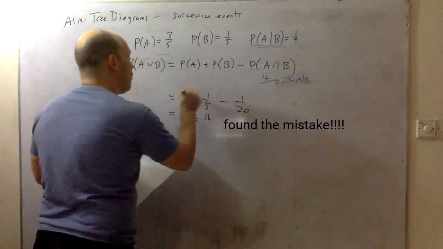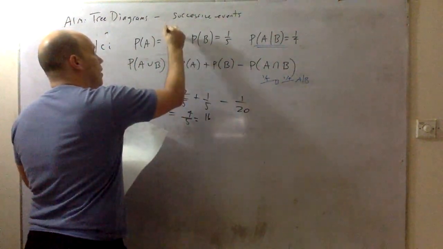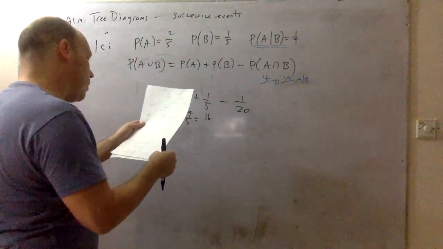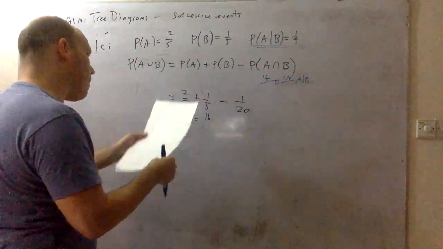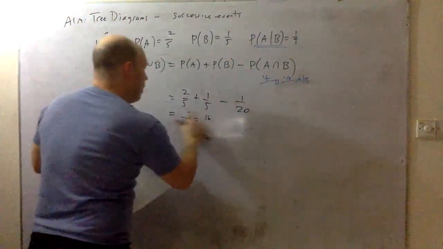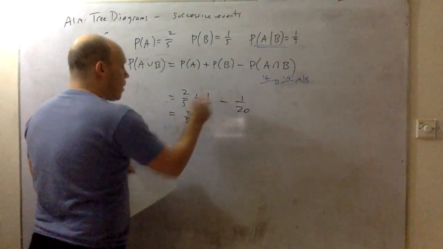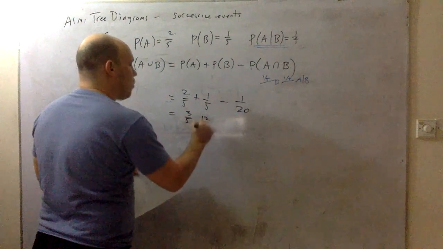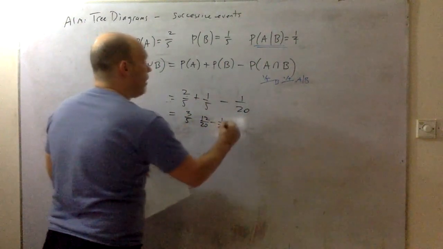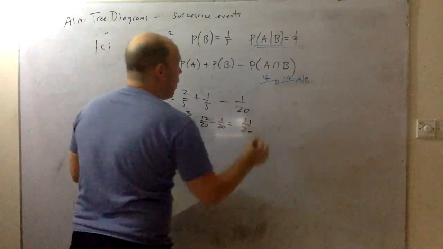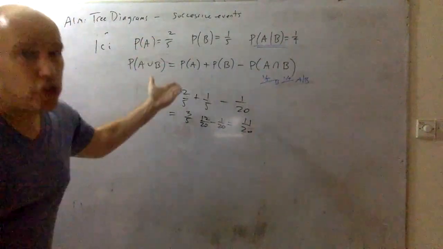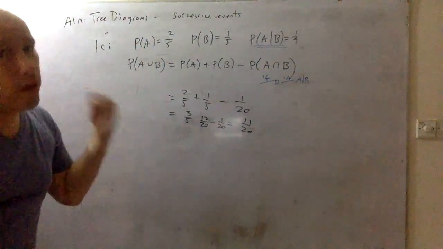Oh, this is 2/5. Sorry about that. 2/5 plus 1/5 minus 1/20. Let's see. So we have 3/5, which I'm going to write as 12/20 minus 1/20 equals 11/20. This is your part 1 questions.